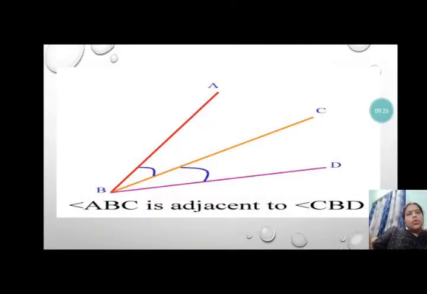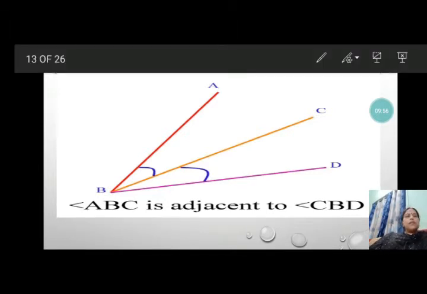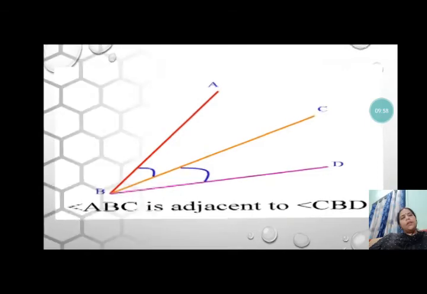Angle ABC is adjacent to angle CBD. How can we say that? Because they have a common vertex B over here, then a common ray, common side BC, and opposite sides AB and BD to the common side BC. So angle ABC is adjacent to angle CBD. So adjacent angles, I think it will be clear to you.